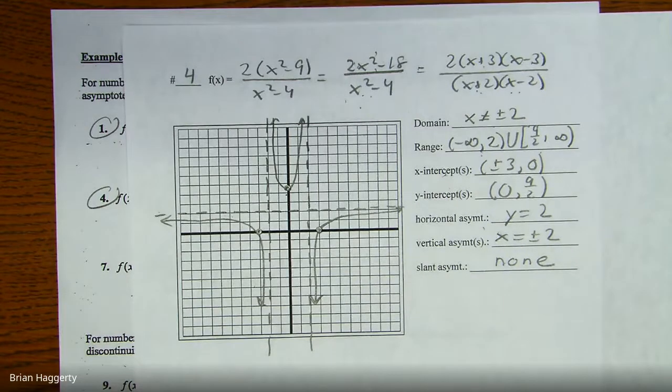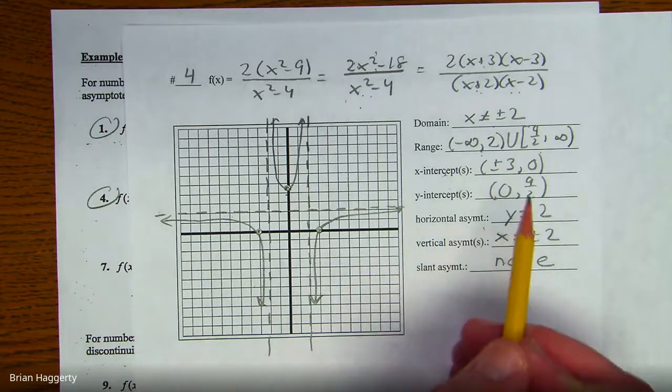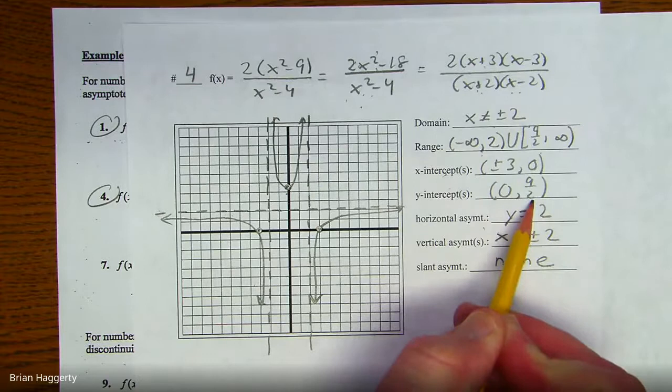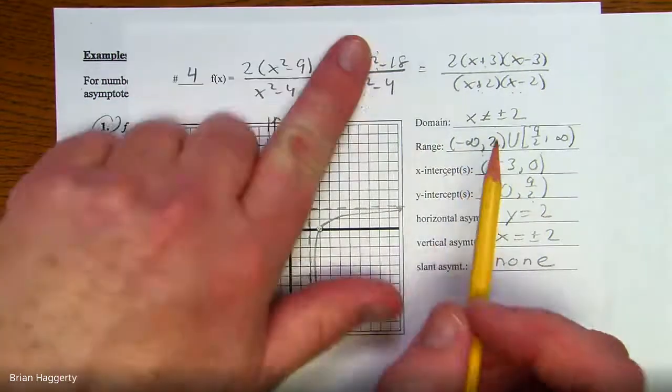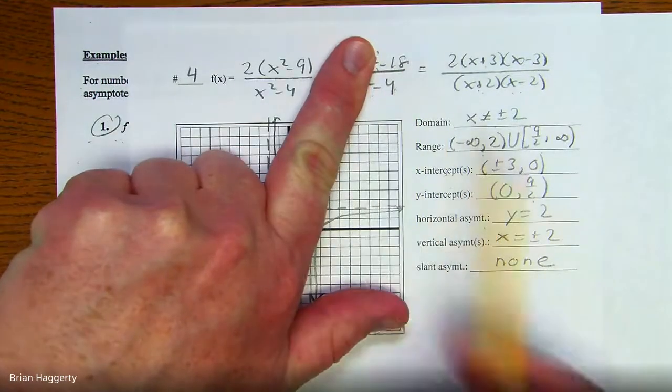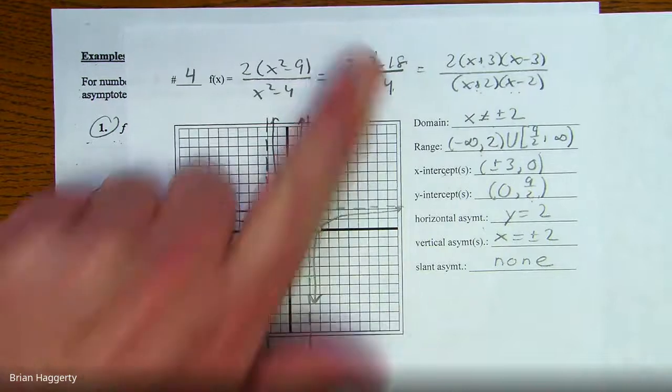Yes? Can you explain how you got the y-intercept? That actual number of 9 halves. You just plug in 0. Yep. And now that drops out. Negative 18 over negative 4 reduces to 9 halves.